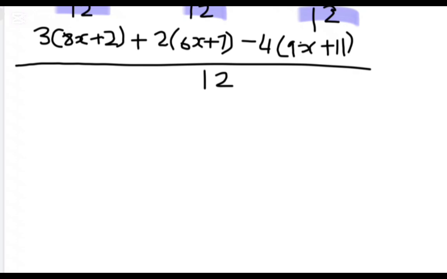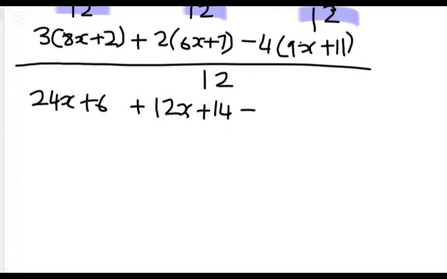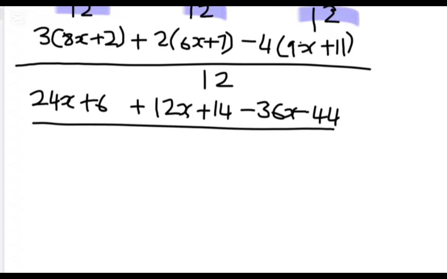So 3 multiplied by 8 is going to give us 24x, and 3 multiplied by 2 is going to give us 6, plus 2 multiplied by 6 is going to give us 12x, 2 multiplied by 7 is going to give us 14, negative 4 multiplied by 9 is going to give us negative 36, negative 4 multiplied by 11 is going to give us negative 44. This is negative x now, divided by 12.